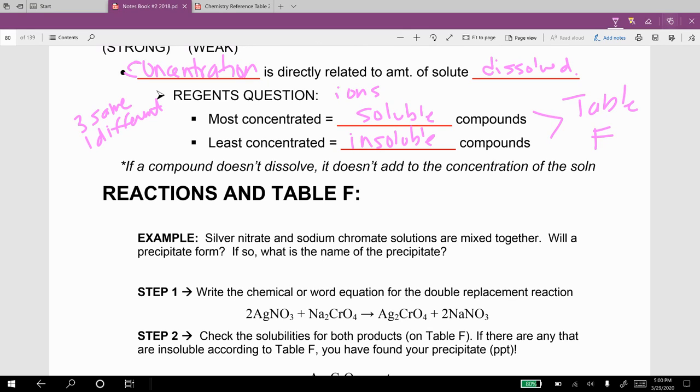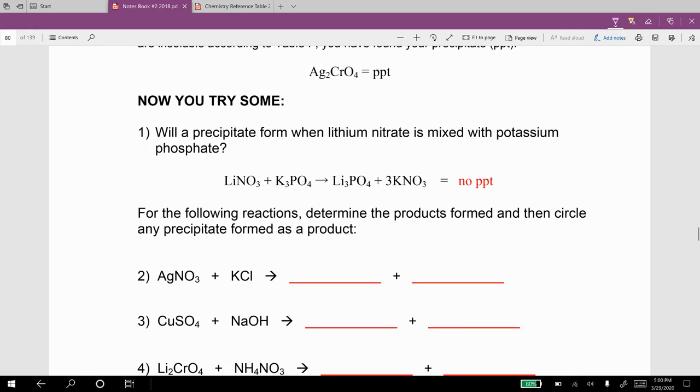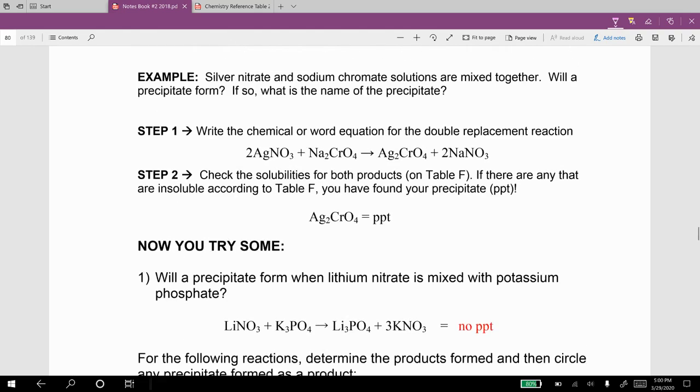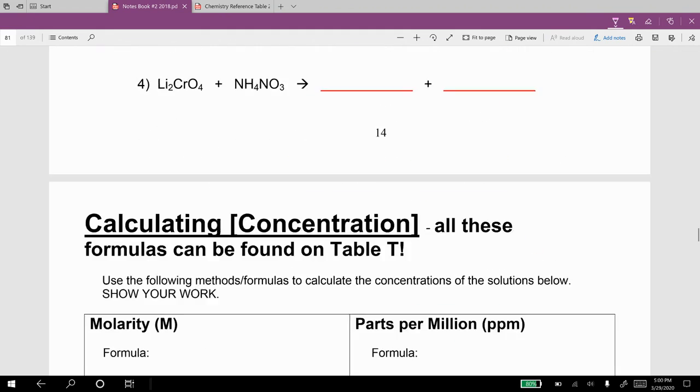All right, so chemical reactions in Table F, we are going to skip. Why are we going to skip it? Because it is not necessarily on the Regents exam, so we're just going to focus on the basics.